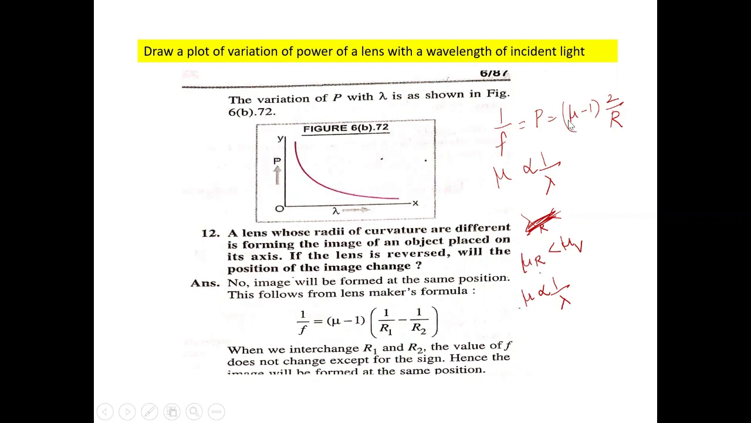So power is directly proportional to refractive index. Can I write the relation between power and wavelength? Power is directly proportional to refractive index, and refractive index is inversely proportional to wavelength. So power is also inversely proportional to wavelength. Good. Power is inversely proportional to lambda. So this is the graph. Any inverse relation gives a hyperbola. You will get a curve like this. This is a very important question.